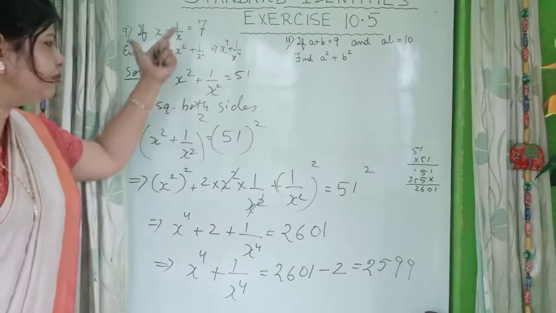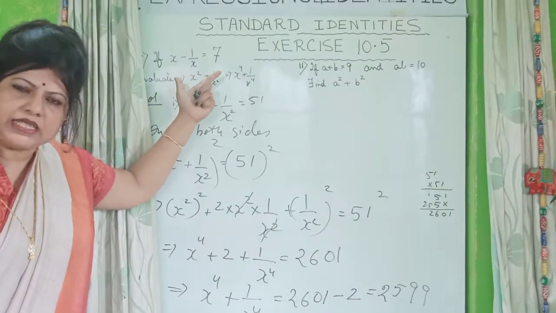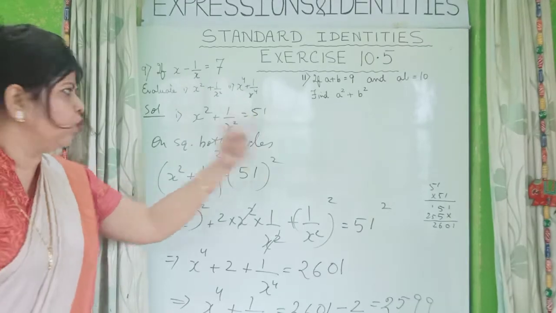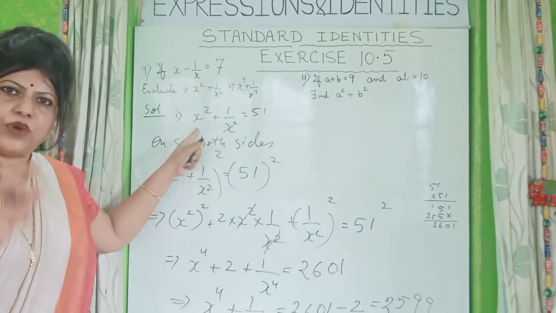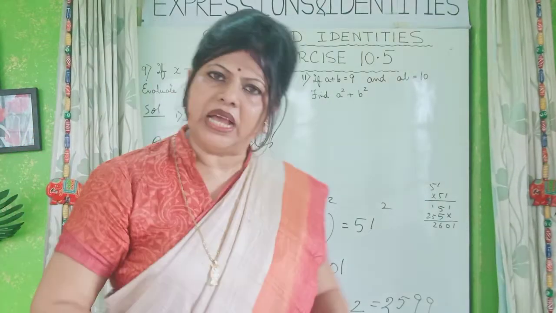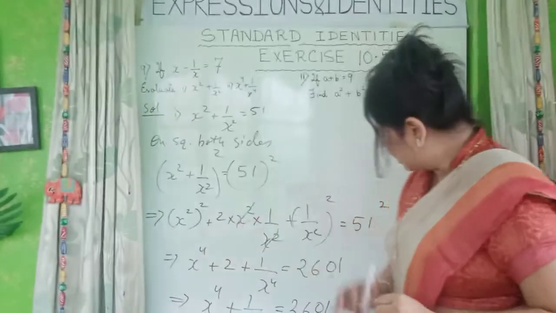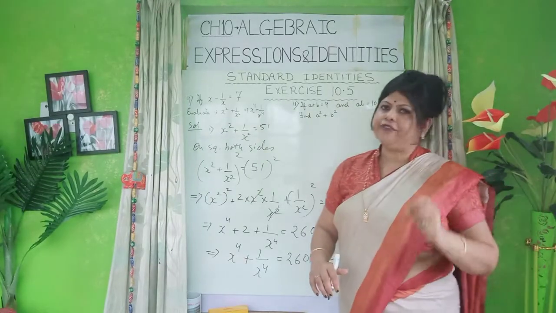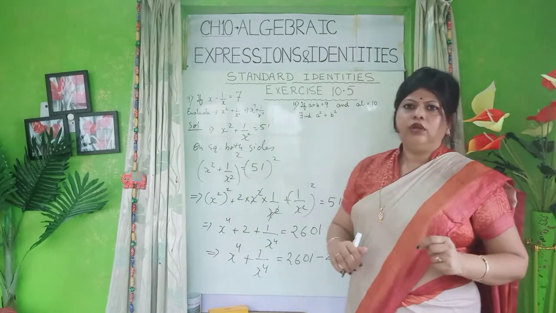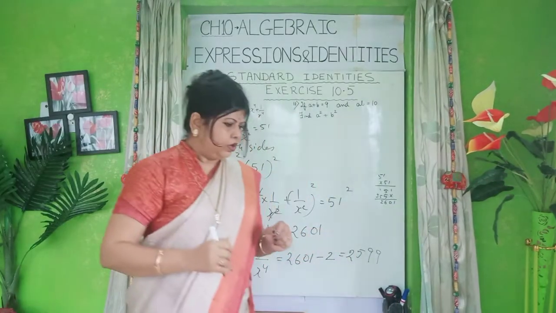Followed? So from this given expression, that is x minus 1 by x, we square both sides. What we got? x square plus 1 by x square is equal to 51, and x^4 plus 1 by x^4, that answer is coming as 2599. Followed? So this was question number 9. Now let us do the next question.